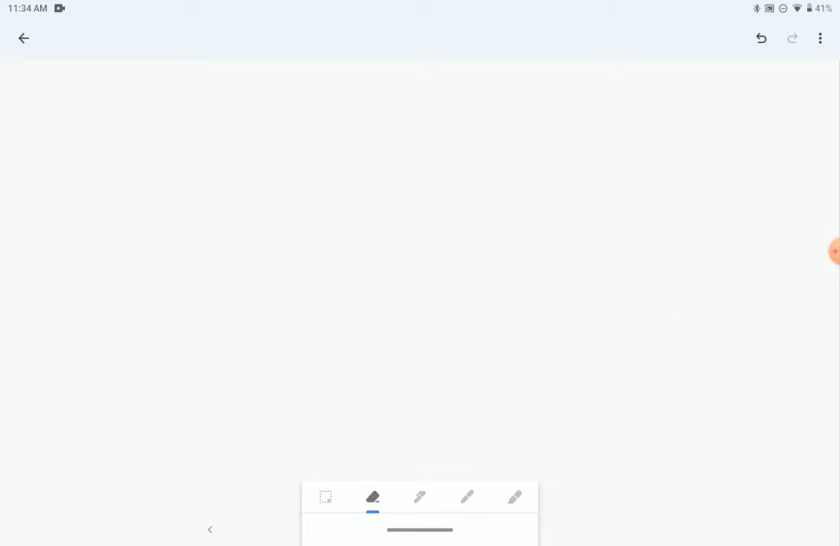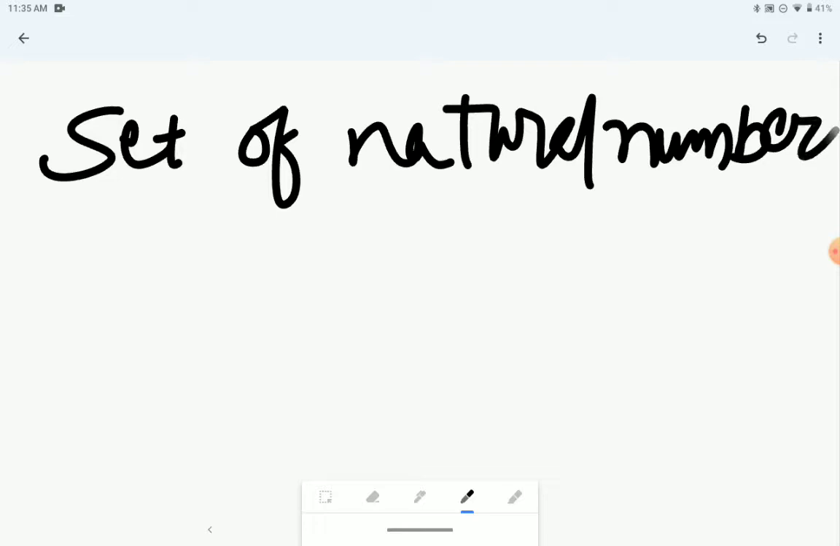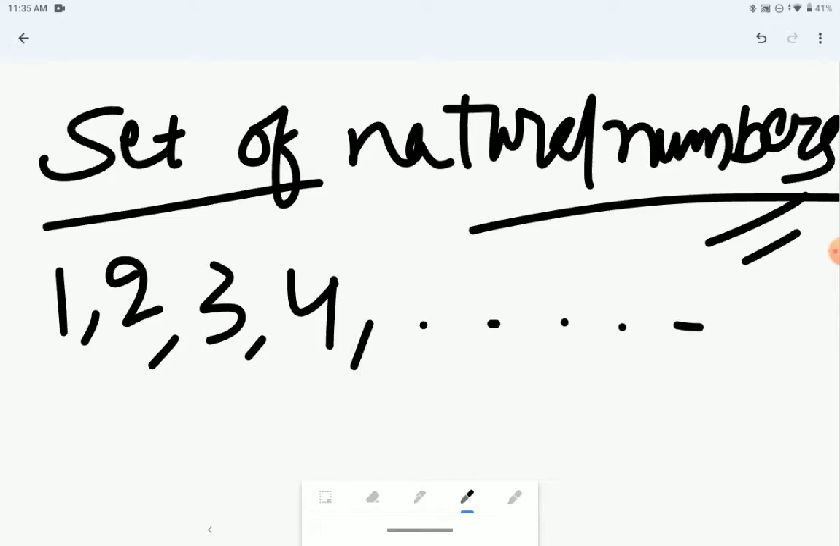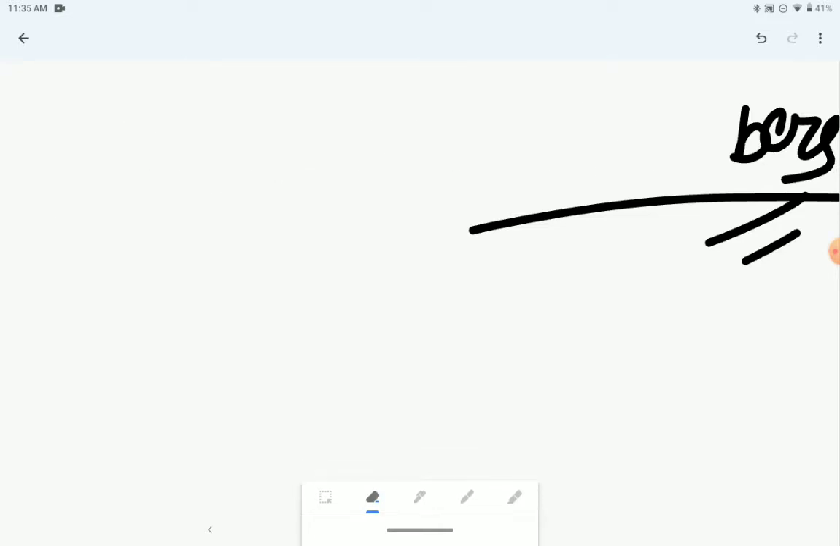Now, we learn that, for example, the set of natural numbers is a well-defined collection of objects, so it is called a set, because natural numbers are perfectly defined, that is from 1 and so on to infinity. Here the collection of natural numbers is a defined one. So this collection is called a set. So this is about the sets basics.